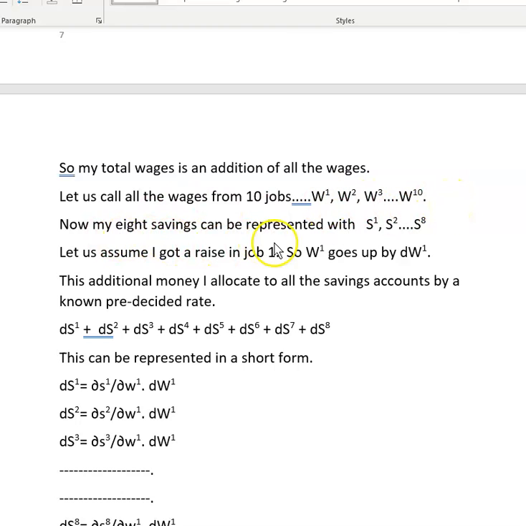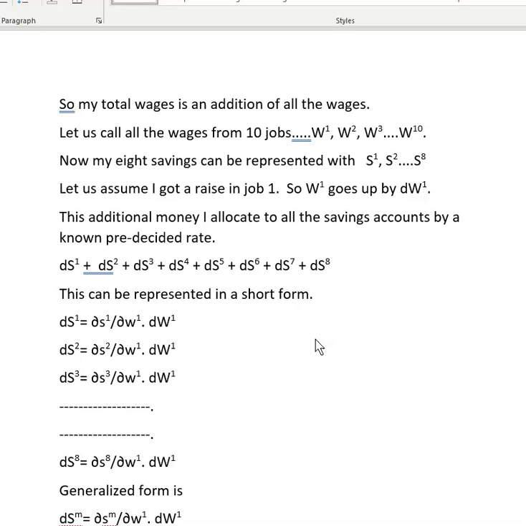Now my 8 savings can be represented with S1 to S8. They don't have to be equal. Let us assume I got a raise in job 1, so W1 goes up by DW1. This additional money I allocate to all the savings accounts by a known pre-decided rate, DS1 plus DS2 all the way up to DS8. I have 8 savings accounts.